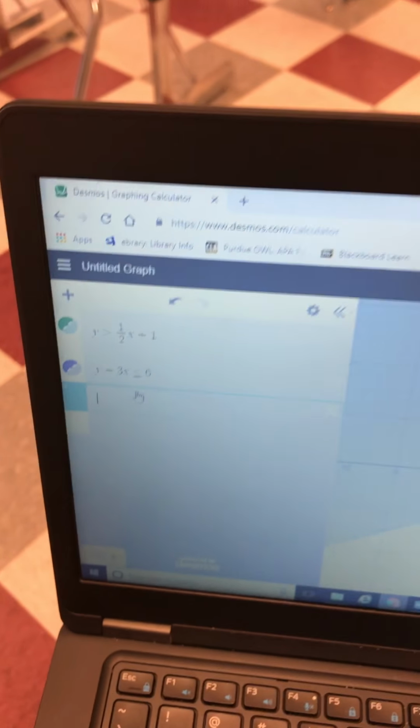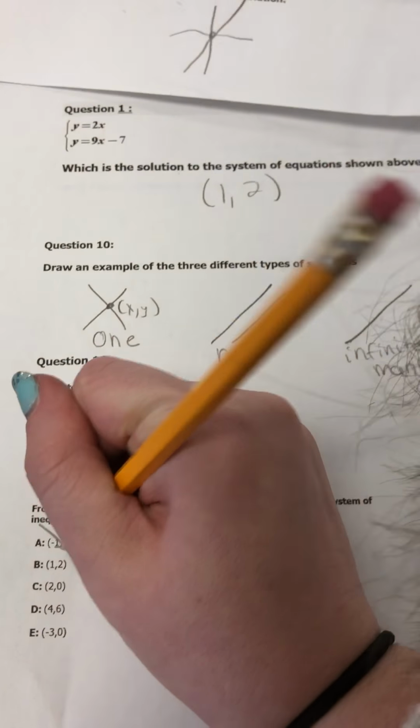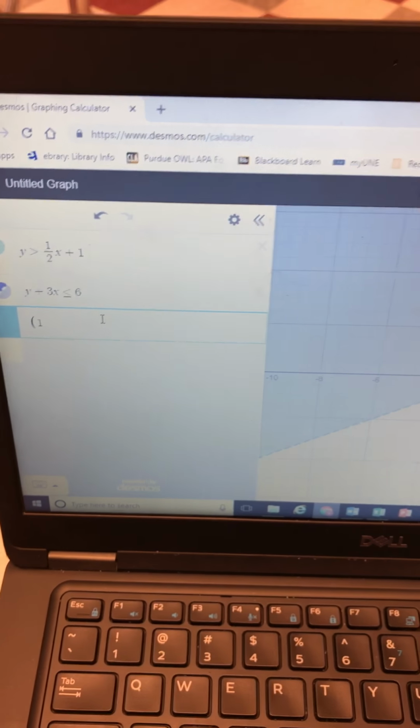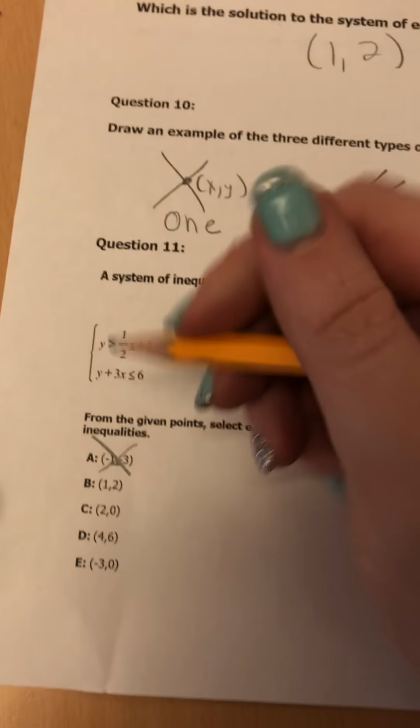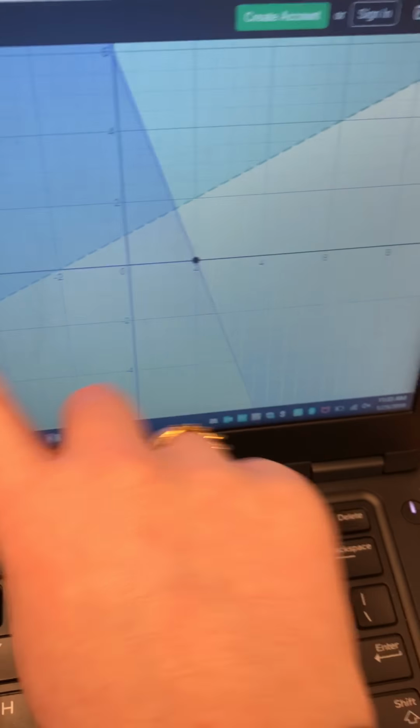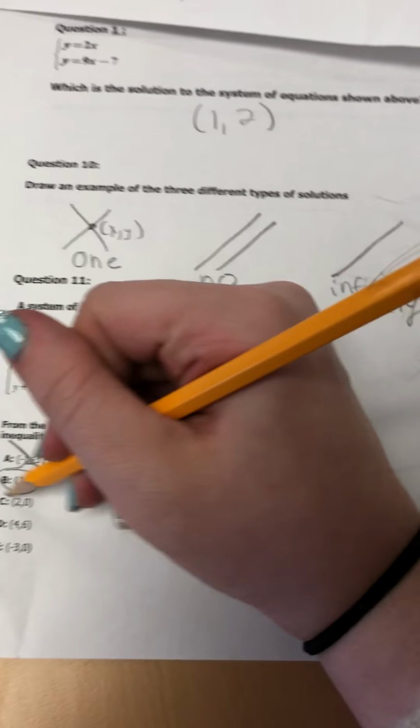So the first point they give us is -1, -3. Let's see, so that point showed up down here. It is not in the dark purple, so that's not my answer. The next one is 1, 2. All right, that showed up in the dark purple, so that means it is an answer. Our next one is 2, 0. Okay, that did not show up in the dark purple, so it's not a solution.